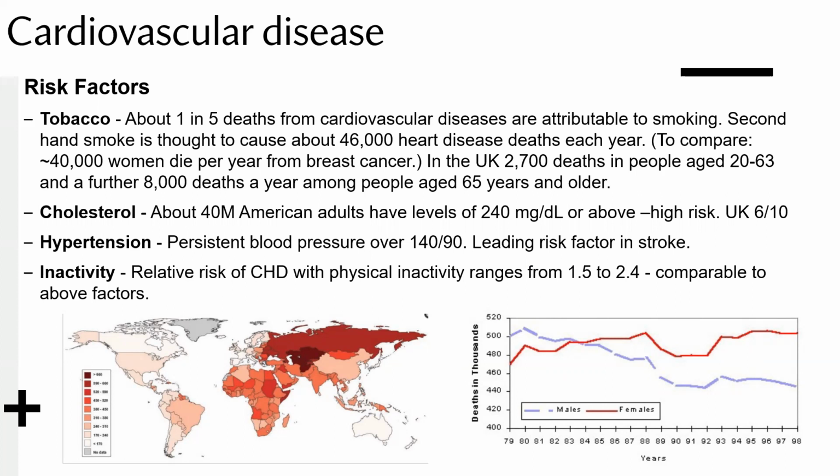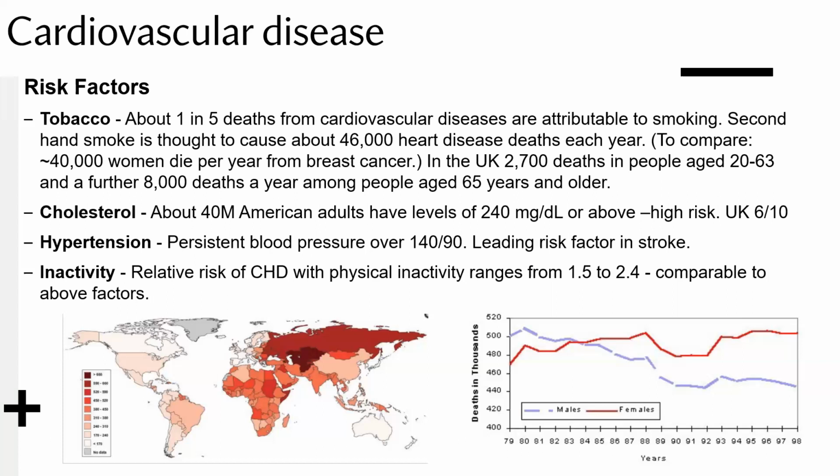About 1 out of 5 deaths in cardiovascular diseases are attributed to smoking, which is amazing. And secondhand smoke is when you're not smoking, but other smoking in your proximity is influencing you. In that case, you have almost 50,000 deaths per year in, I think, the United States, but in the UK also. It's crazy that from secondhand smoking, you have about 2,700 deaths at a very young age, 20 to 60, and basically 8,000 above 65-year-olds.